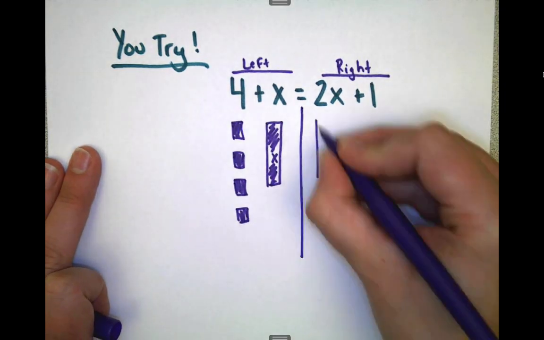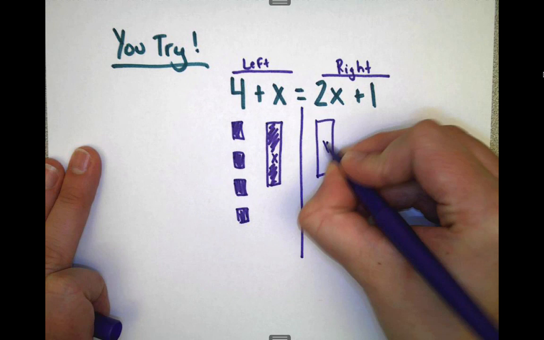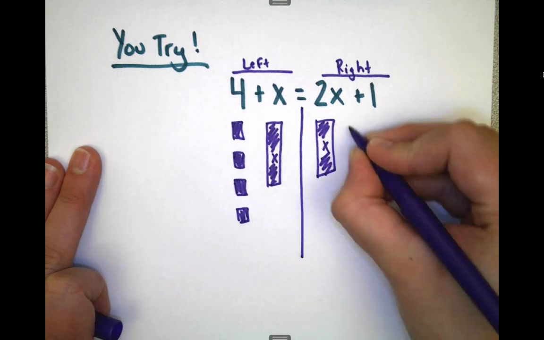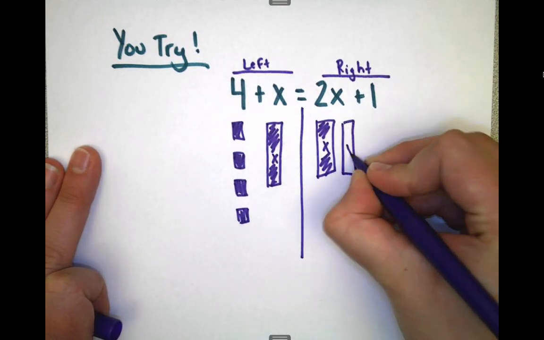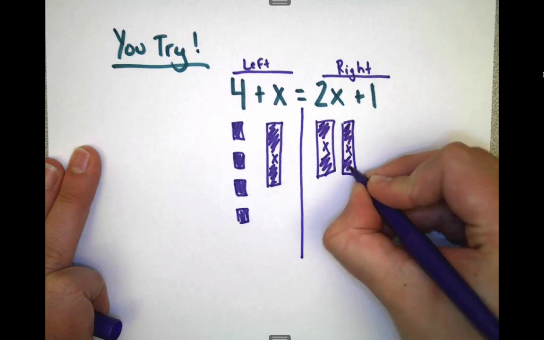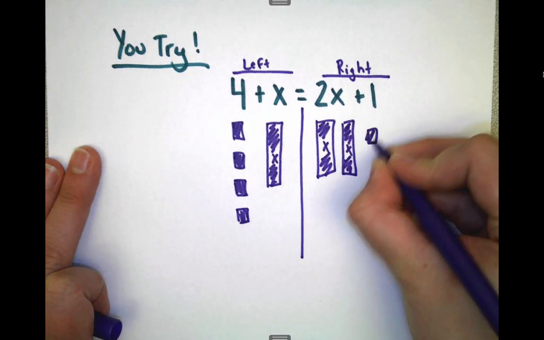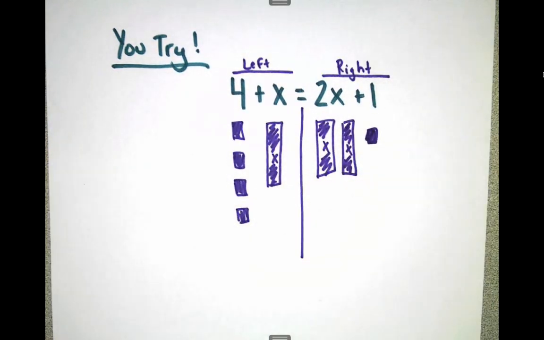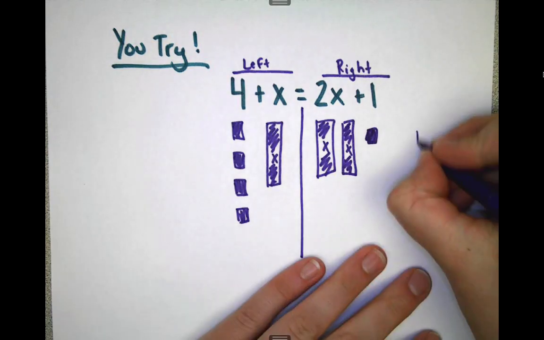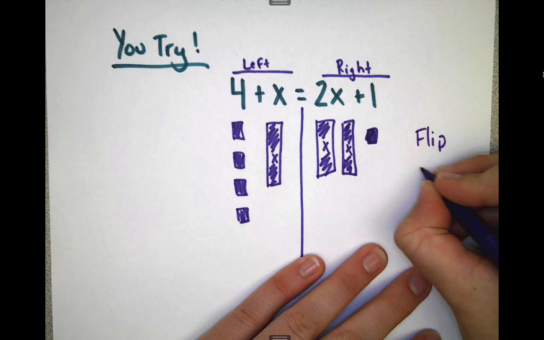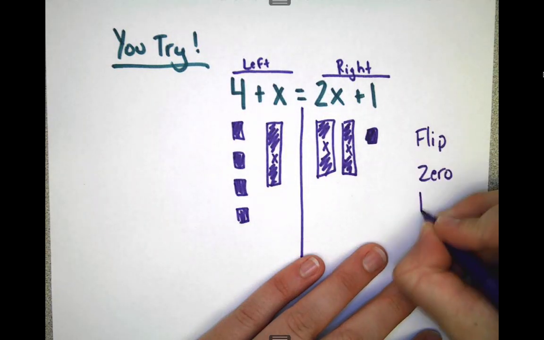So here's my 2 x's. X. And here's another x. And then my plus 1, which is going to be a unit, a positive shaded unit. There's my picture. So hopefully we agree on our pictures. Now we go through the steps. So I'm going to start with flip, and then I'm going to try to zero, and lastly balance.